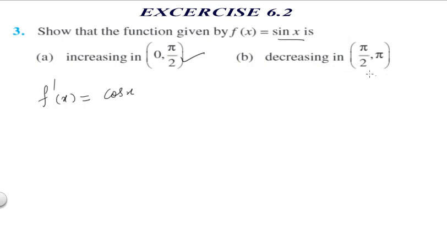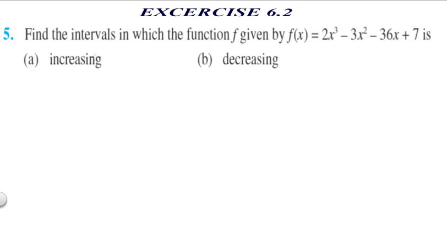If we check for the second, it is the second quadrant where cos is negative. So we will write f'(x) is negative. That means cos x is negative in the interval (pi/2, pi). Hence it is a decreasing function, because our f'(x), which is cos x, will be less than 0 when x belongs to the interval (pi/2, pi). Clear? Hence it will be a decreasing function.